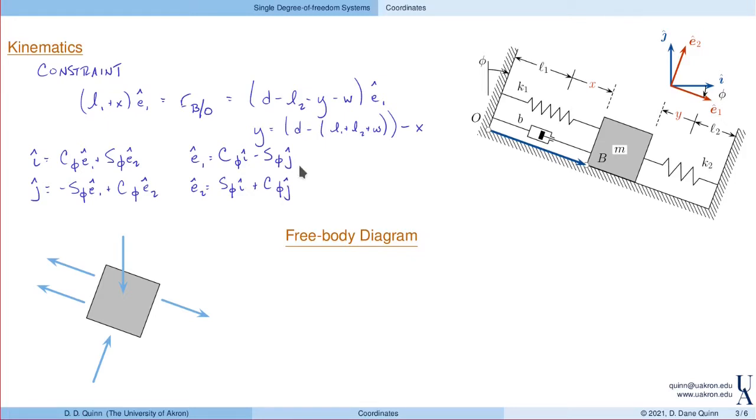Maybe you want to pause this video and work some of this out. Work out these direction transformations. Make sure you understand this constraint equation. There's nothing wrong with pausing this and doing a little bit of work on the side.